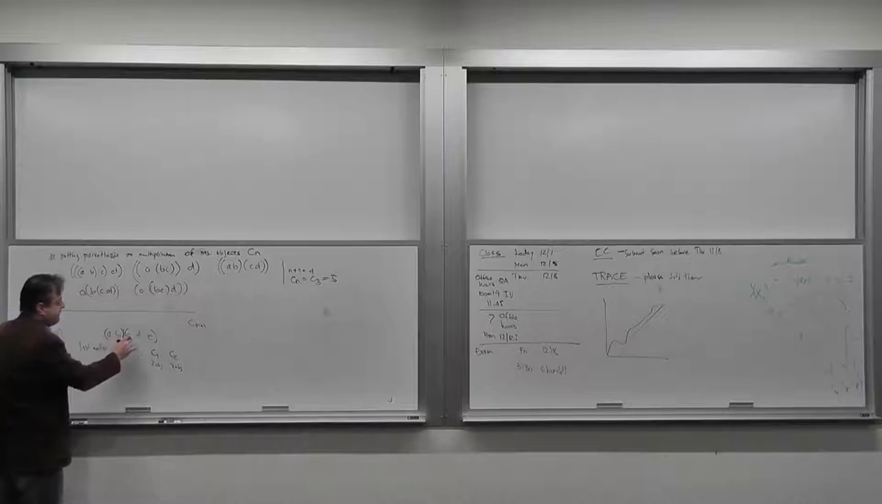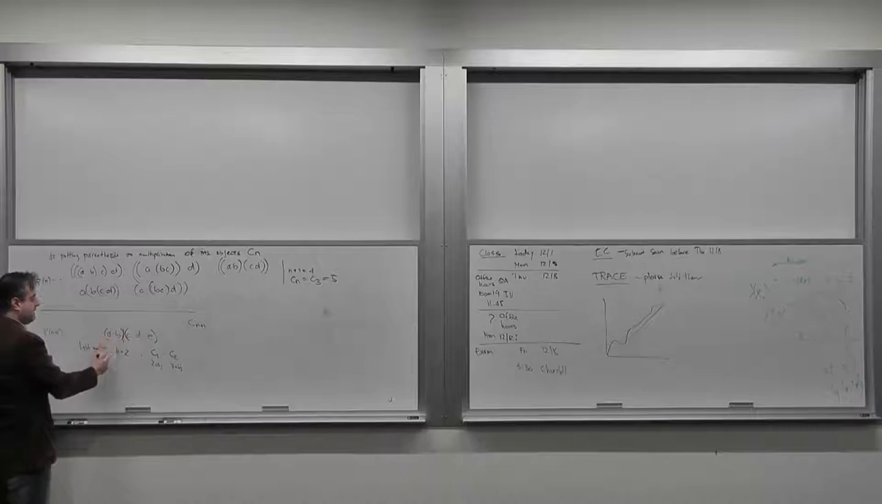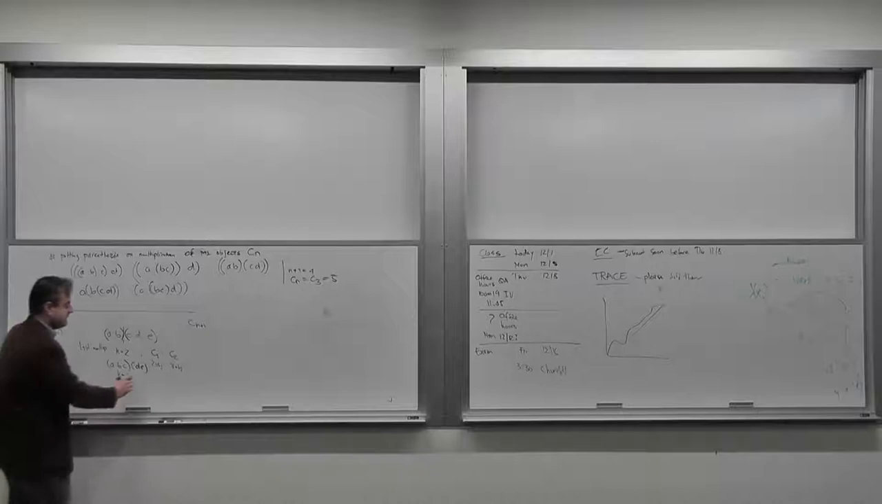What if the last multiplication is not here, but suppose I want to break it up as in ABC times DE. That's k equals 3. In how many ways can I now put parentheses on the left side? That's C2 times C1, right?